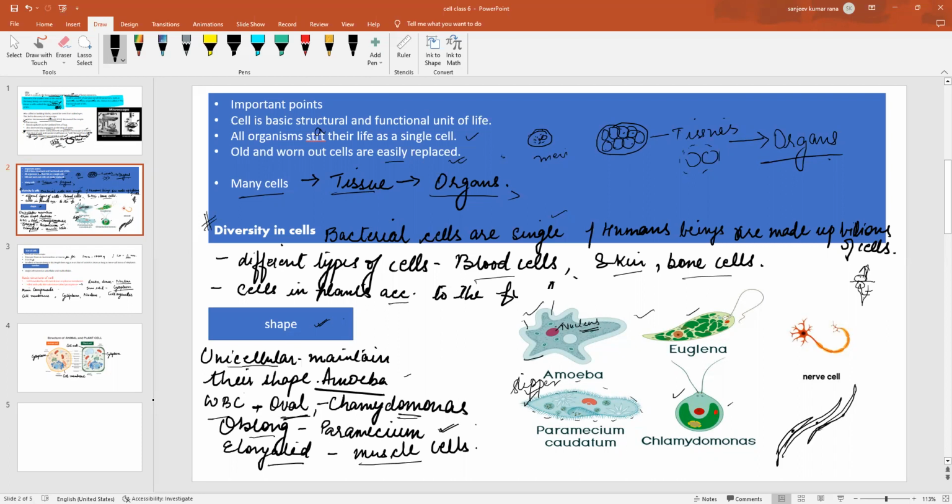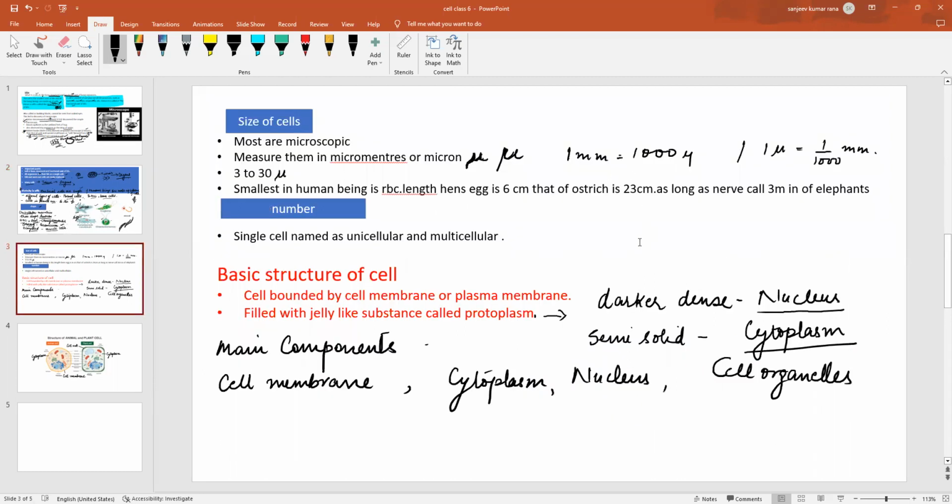Okay. So these are the different types of shapes which we can see all around. Then the sizes of cells. The cells are usually microscopic, so we have to see them in the microscope, and the unit is the micron. Okay, unit is the micron. 1 millimeter is equal to 1000 microns, or inversely we can say 1 micron will be equal to one 1000th of a millimeter. So the cell varies from 3 to 30 microns in size. They might be different in them.